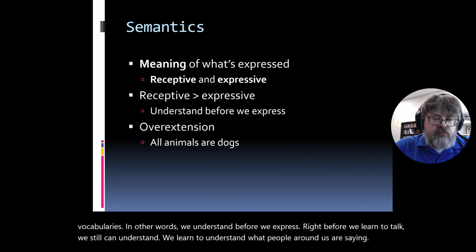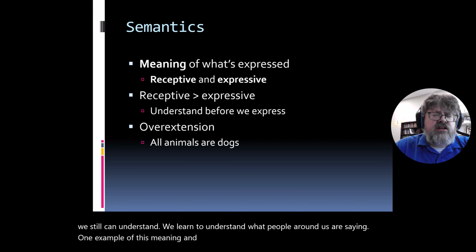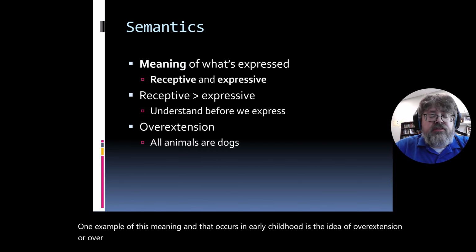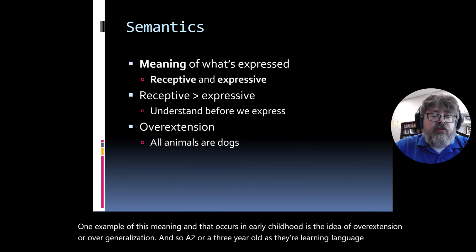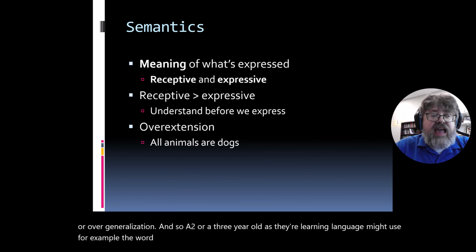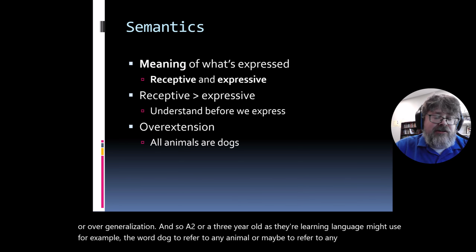One example of this meaning, and that it occurs in early childhood, is the idea of overextension or overgeneralization. And so a 2 or 3 year old, as they're learning language, might use, for example, the word dog to refer to any animal, or maybe to refer to any four-legged furry animal.